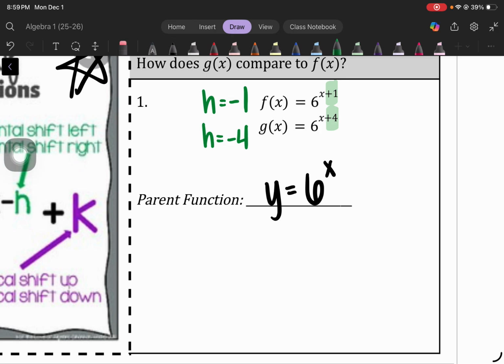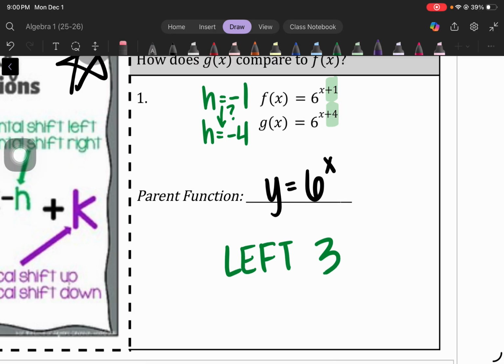So going back to our h's, how did f of x go to g of x? How did negative 1 go to negative 4? In order to do that, we had to minus 3. Because we minus 3, that really means that I went left 3. So that means left 3.